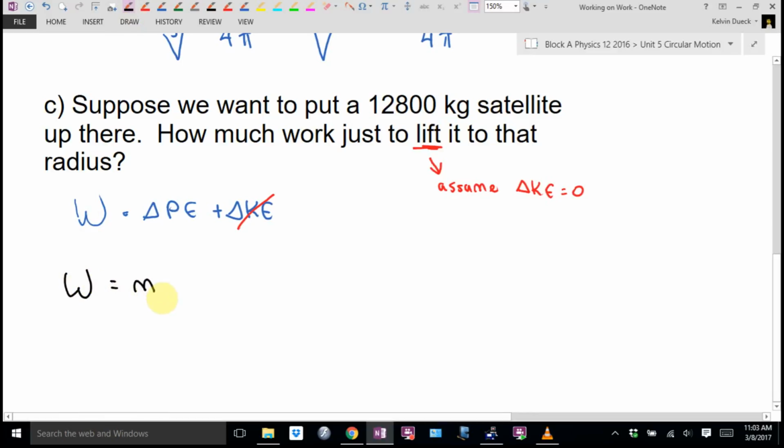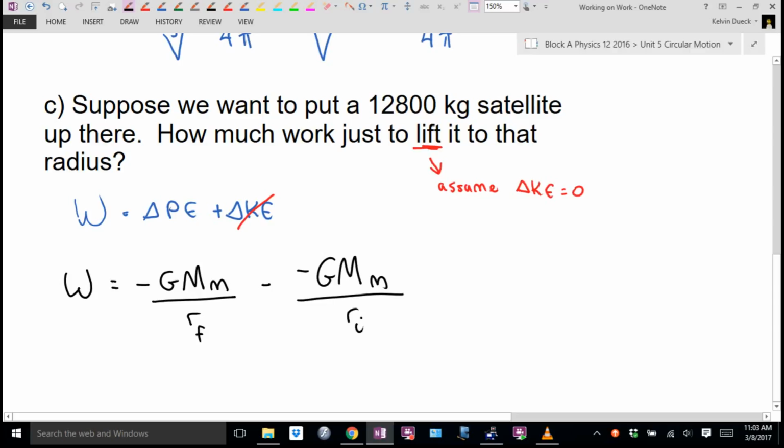Oh, so I can just go like this, right? MGH final minus MGH initial? No, why can't I? Oh, we're going cosmic. We have to use the cosmic potential energy equation, which is negative big G, big M, little m over R final. I think R final is going to be our answer from part B, minus negative big G, big M, little m, all over R initial. I think R initial is going to be, where is the satellite starting? Surface of the Earth. Yeah. Okay.